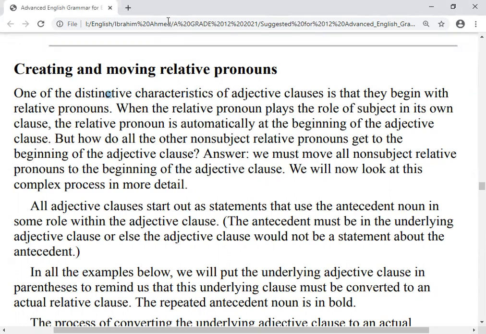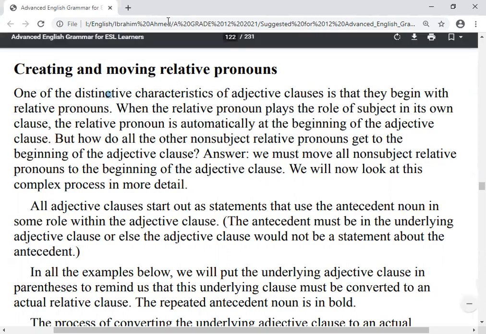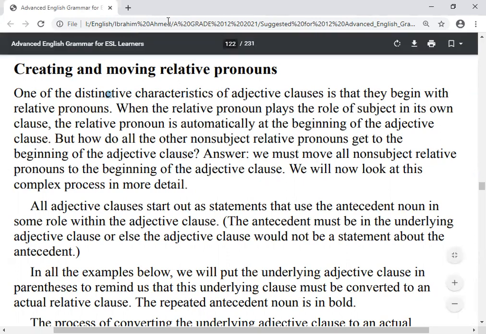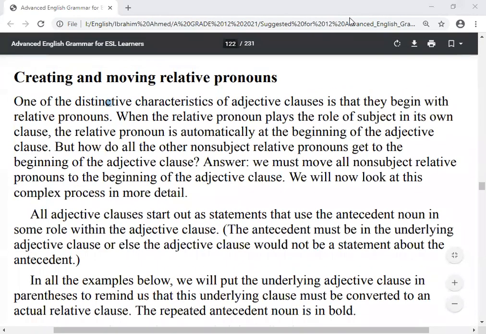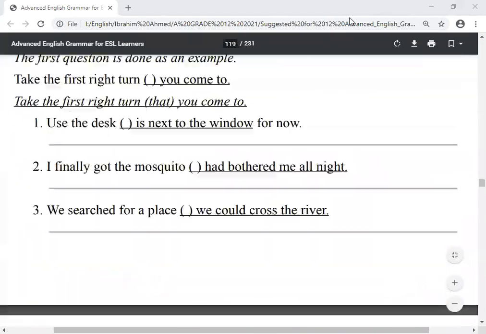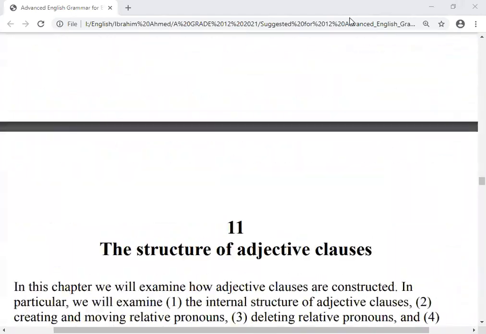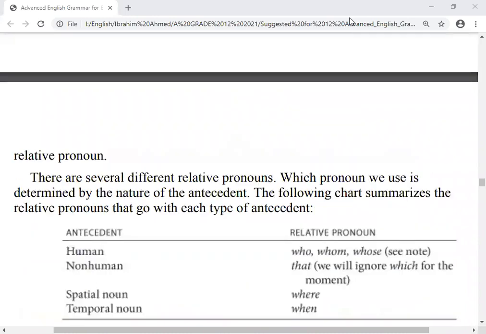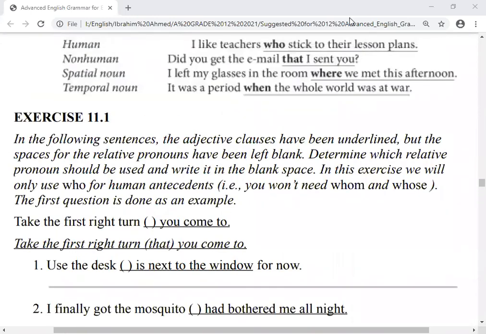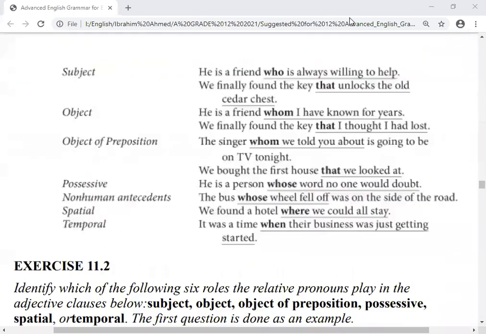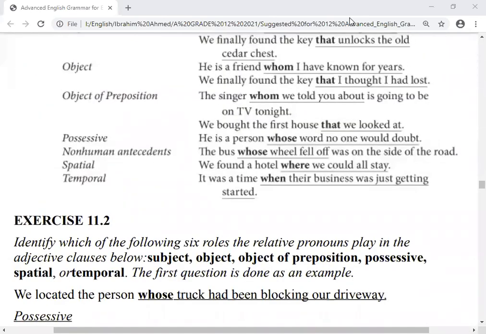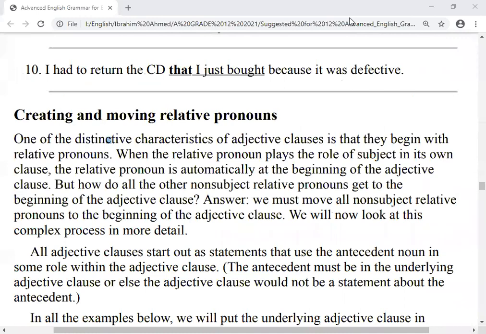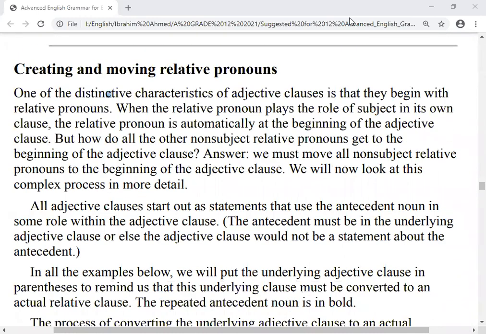So you are 3 students. Okay, guys, let's start. Looks like other people will take time. If you remember, we did lesson 11. Let's go to the beginning of the lesson just to remember the structure of adjective clauses. We did part 1, exercise 11.1, and in part 2 we did exercise 11.2, and now we're going to do part 3, and the title of part 3 is creating and moving relative pronouns.